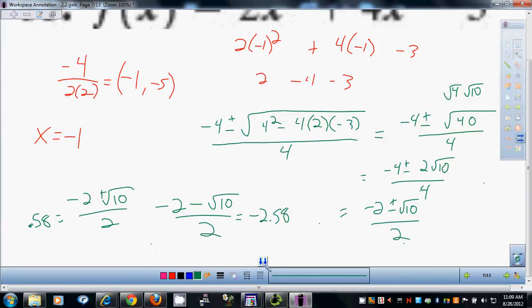Can that radical reduce? Not really. Unless there's a perfect square factor that goes into it, you're not going to be able to, and that only has 2 and 5.